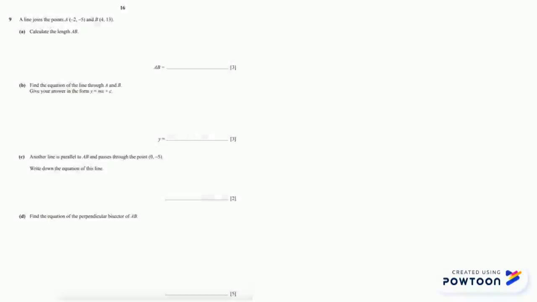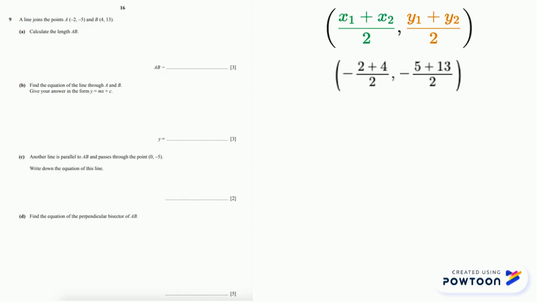For the final subsection of this question, this is where I get careless. Finding the equation of the perpendicular bisector requires the coordinates of the midpoint. I used to think that we could just use the initial coordinates given. So we should find the midpoint using this formula. Negative 2 plus 4 divided by 2 and negative 5 plus 13 divided by 2. We will get the coordinates 1 and 4.